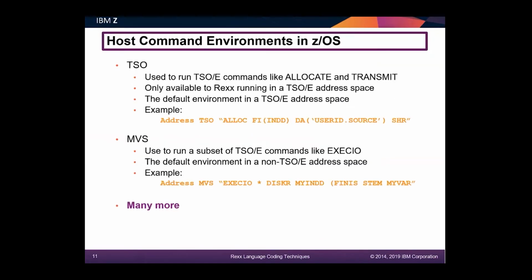So for example, here's some examples if I wanted to reach out to TSO or reach out to MVS. I just say address TSO, and then the command I want to execute in quotation marks. Now here you'll notice we've used double quotes to surround the command. You could use single quotes, but in this particular case the user chose to use double quotes because the single quotes are actually part of the command syntax as well. And it just makes it more readable without having to put in all the extra escape characters to get the single quotes.